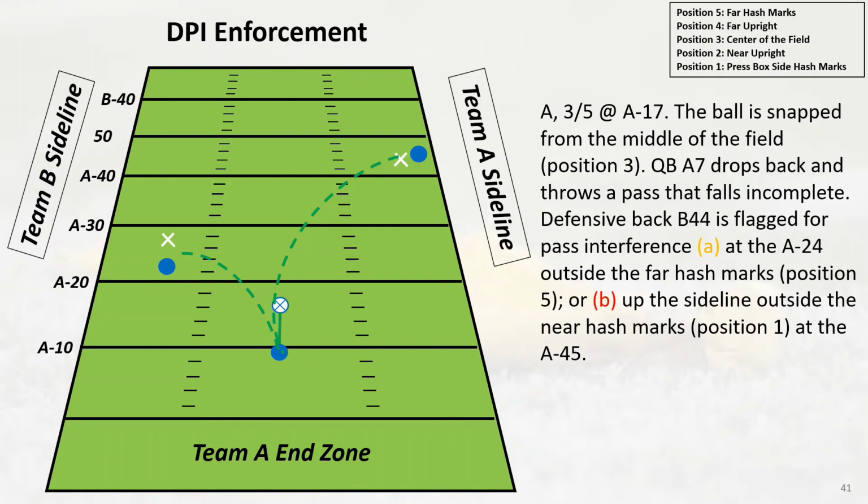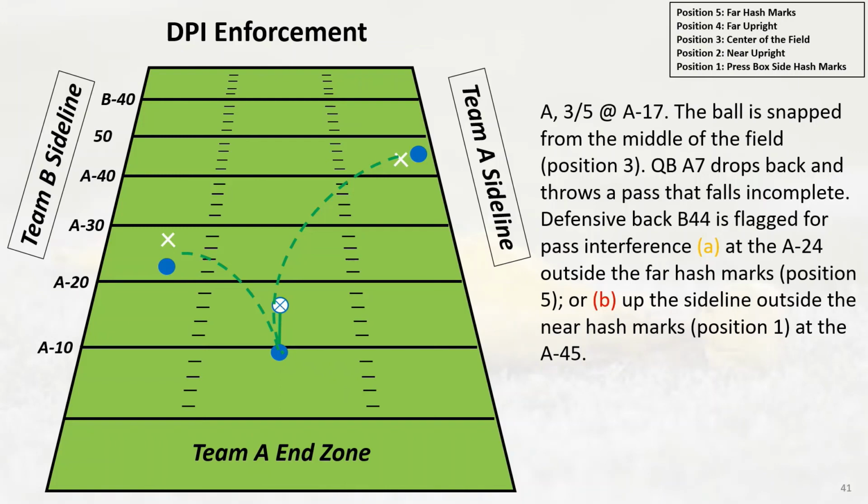I have position 1 through 5 listed there for you in the top right corner. And that's something we officials use to keep track of the position of the football. So 3 being the middle of the field, 5 being the far hash marks, 1 being press box side, and then 2 and 4 split the difference, lined up with the uprights adjacent to number 3. So understand that we have terms that align us on the football field.